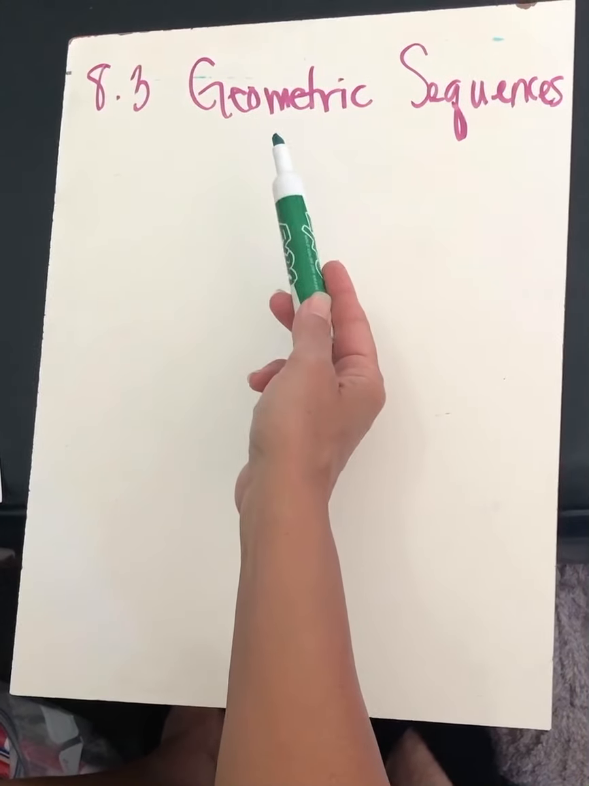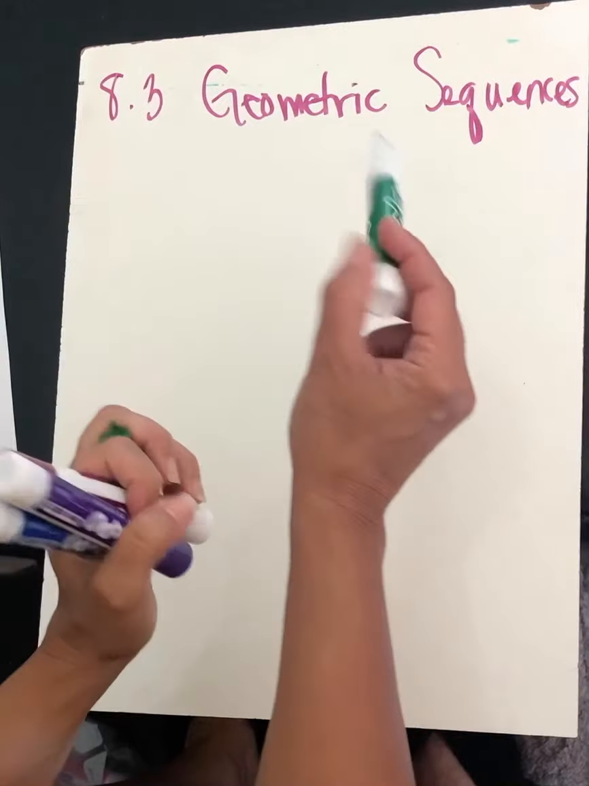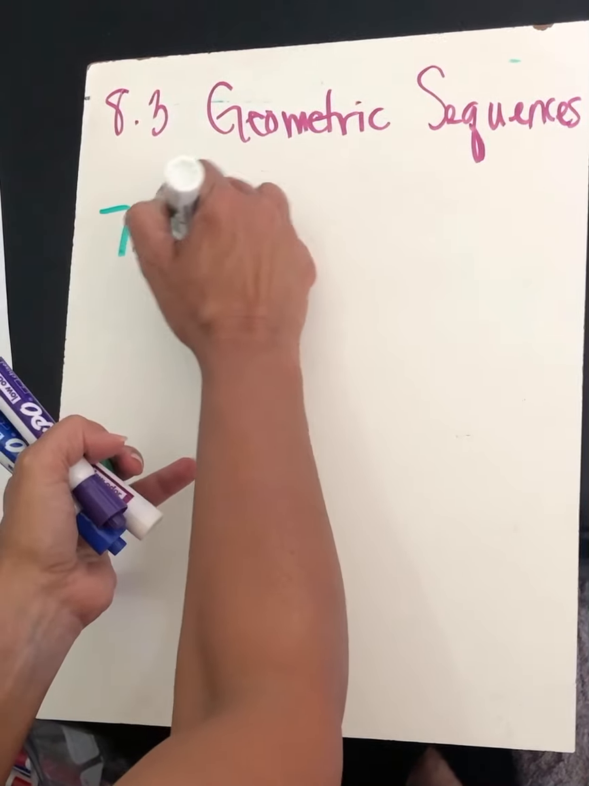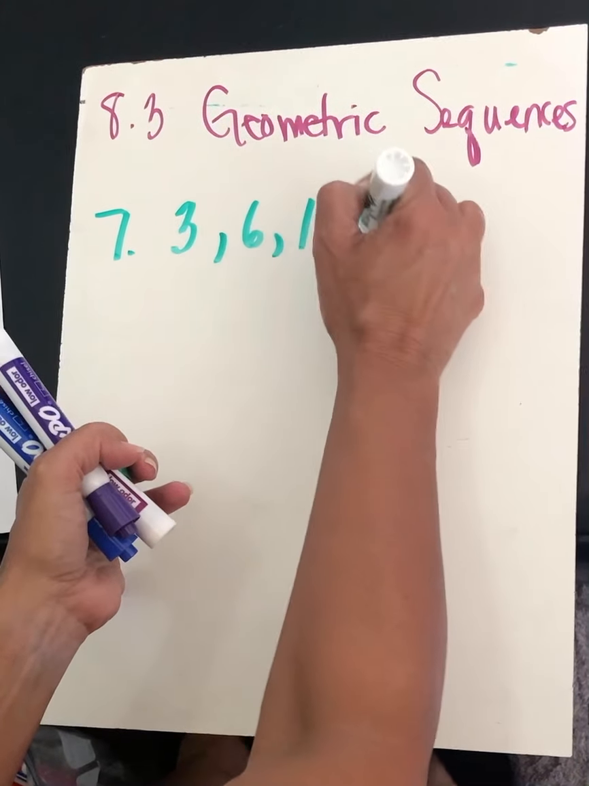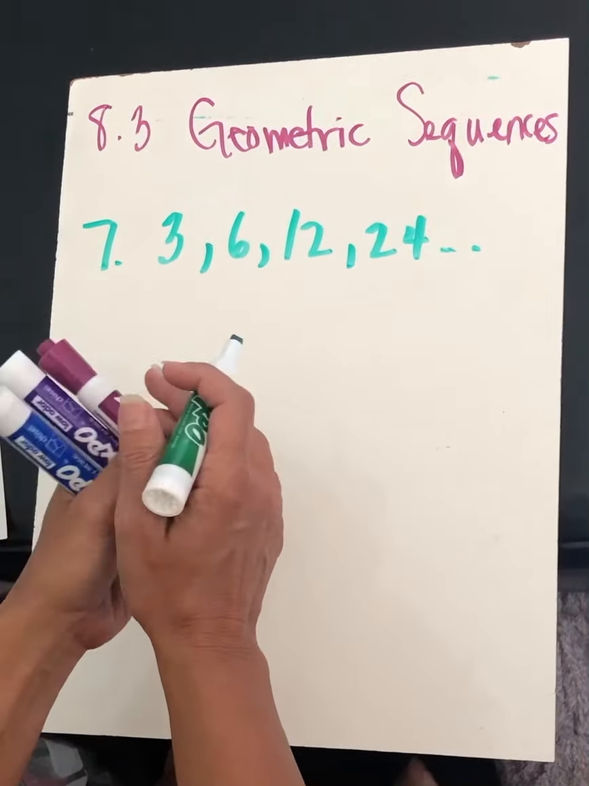These problems are from section 8.3, which have to do with geometric sequences. So the first one I'm going to look at is number 7. On number 7, they give you the sequence of 3, 6, 12, and 24. And you're asked to determine if it is a geometric sequence and what the common ratio is.